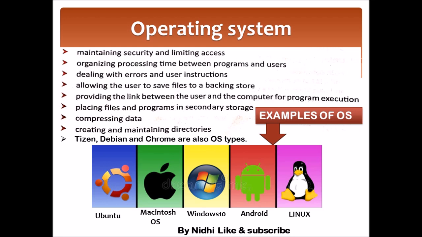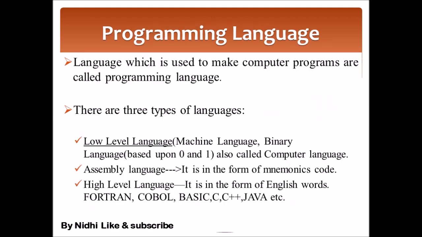Next topic is programming language. As we all know, the computer only understands the machine language, that is in the form of binary 0 and 1. So a language is used to make computer programs, and the language that is used for making computer programs is known as programming language, because the computer doesn't understand the natural language. So there are three types of languages. First is low level language, that is understood by the computer, that is machine language or binary language based on 0 and 1. It is also called computer language.